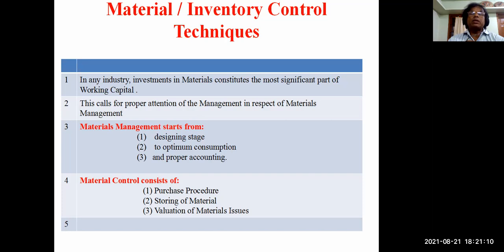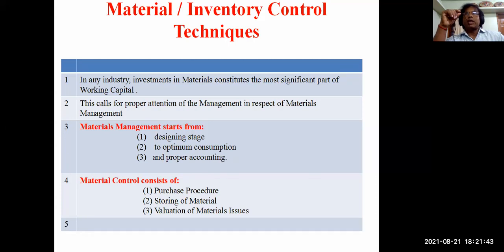When you purchase the material, you keep it in store. In store also, there are lots of systems of controlling the raw materials. That is for controlling, because this material should not be wasted. This material should not be stolen. This material should not be eaten up by insects. The material should not be spoiled. All these things are there. So for that, you have to make records. So storing of material in a godown is not sufficient. You have to record.